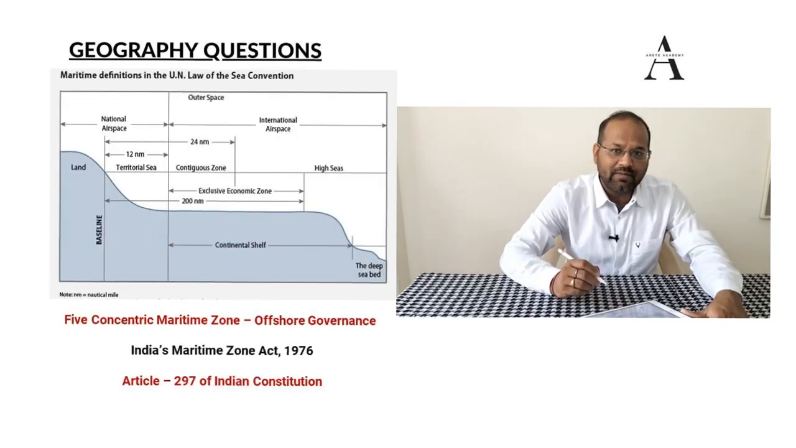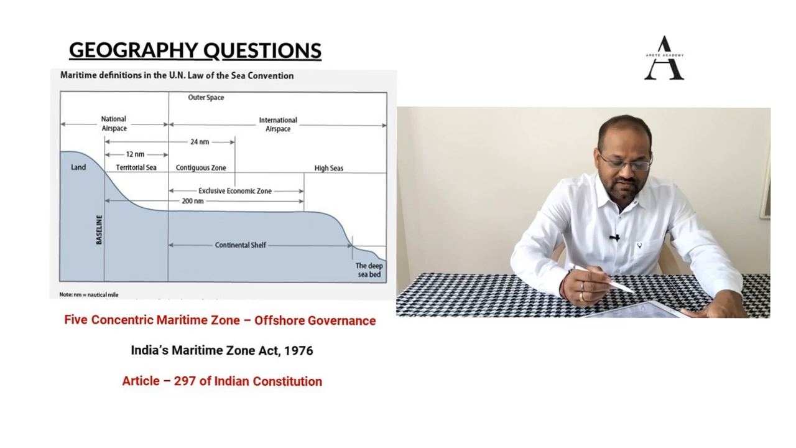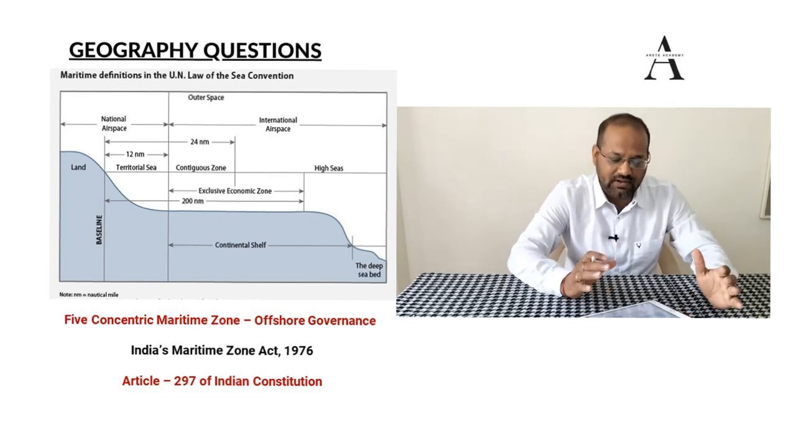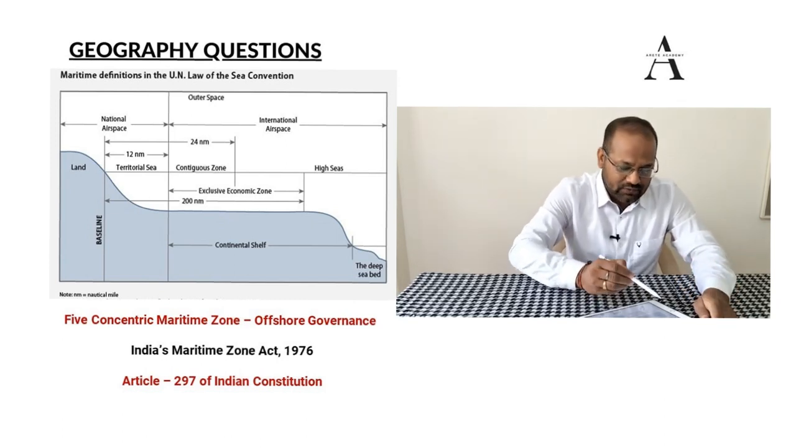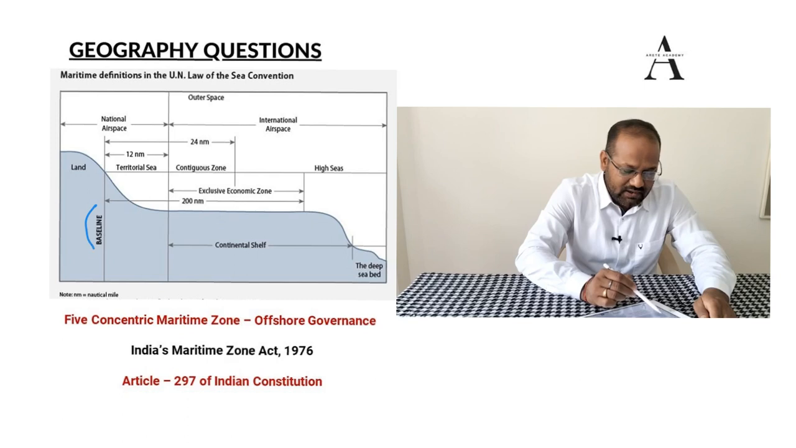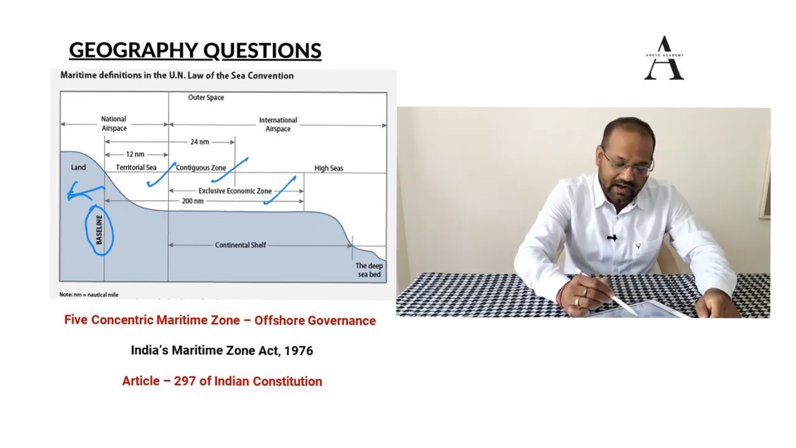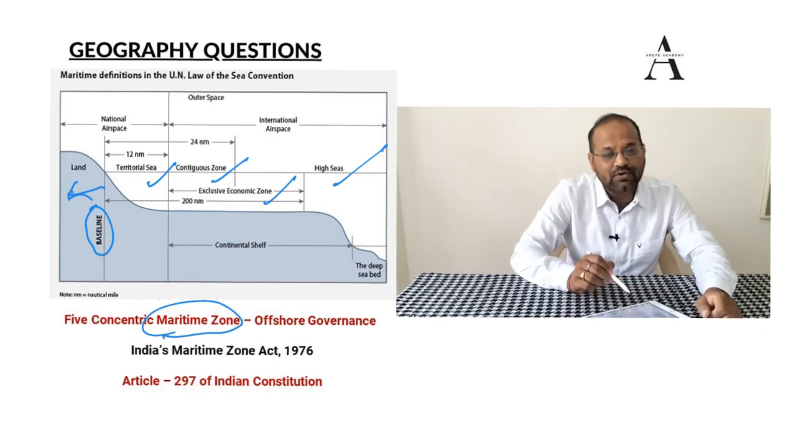Now, there is a body named UNCLOS, that is the United Nations Convention on the Law of the Sea. This convention came in 1982. It demarcates the maritime boundaries into 5 zones. So this is the baseline. From the baseline, inside it we have inland waters, then the territorial sea, contiguous zone, exclusive economic zone and high seas. These are the 5 maritime zones for offshore governance.